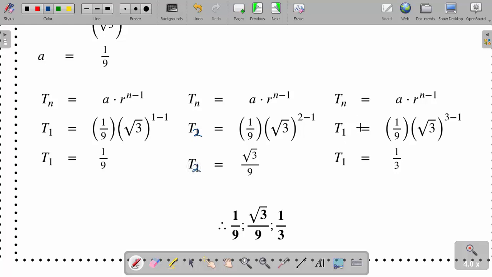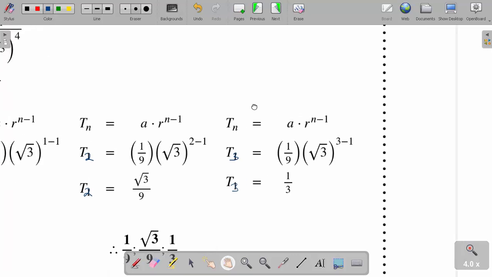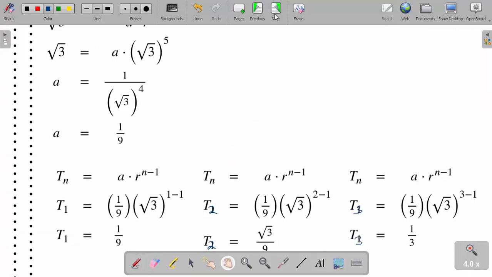Then to get our t3, I'm going to put 3 here. So this was t3. I beg your pardon, guys. So what is 3 minus 1? I'm going to get 2. Now root 3 squared gives me 3, then divided by 9 gives me 1 over 3. So this is our t3 here. So our sequence is 1 over 9, root 3 over 9, and then 1 over 3. Hope we are together. That was to do with geometric sequences. Okay, let us proceed.